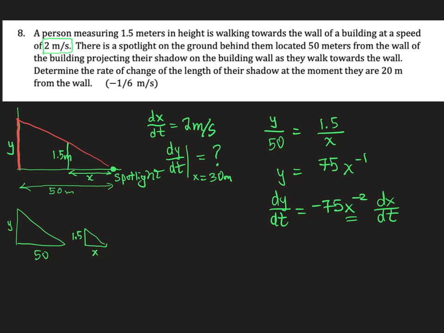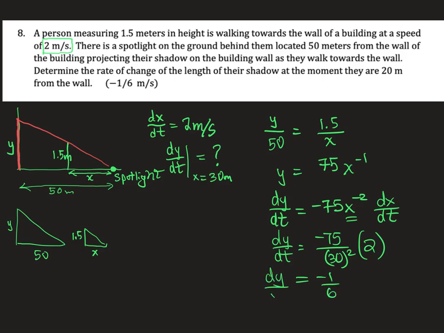All right, there we go. And now we would just sub in. I'm going to move that x squared to the bottom, so negative 75 over x squared, and x is 30. So I'll put that in, and dx dt is 2. And if you put that in your calculator, you will get negative 1 over 6.